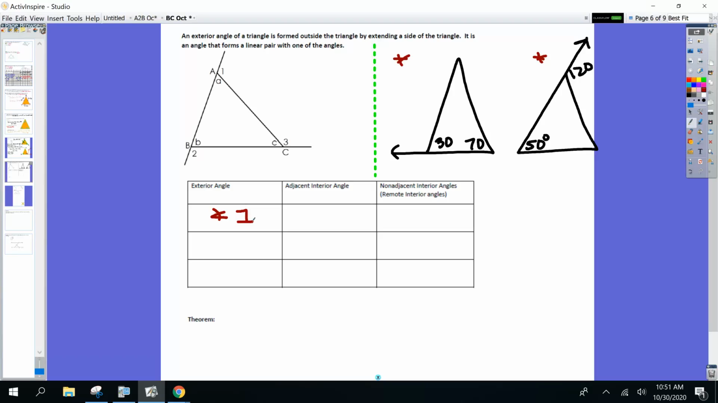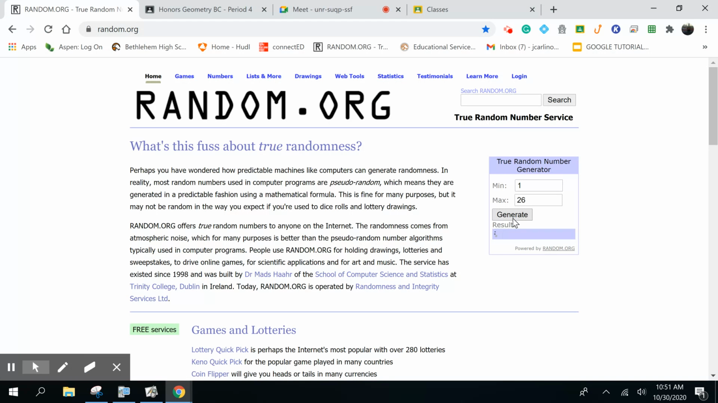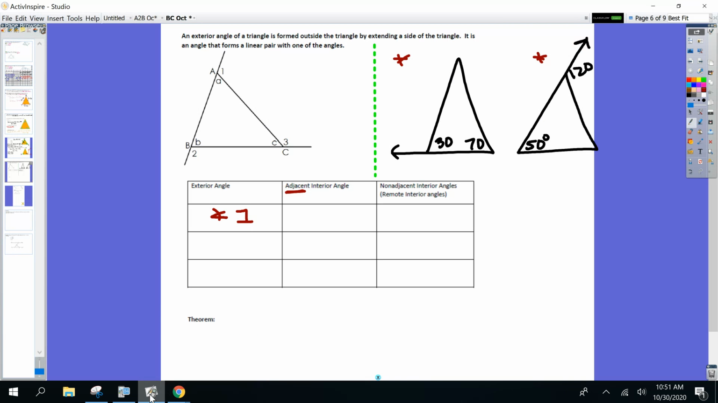Now, based off that, can somebody give me the adjacent interior angle to angle 1? Adjacent, hopefully you remember what that meant. If I'm at angle 1, what's the adjacent interior angle to it? And you can use the lowercase letters now. Luke, go ahead. A. Yep, lowercase a. New vocab time now. That's the adjacent angle to 1.